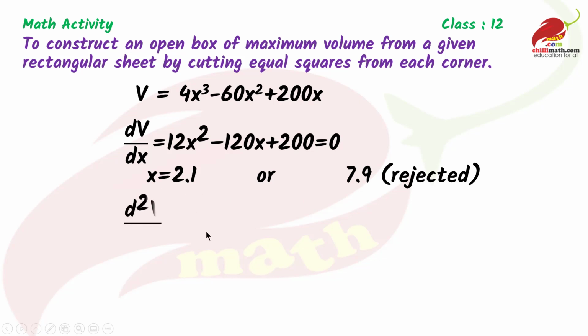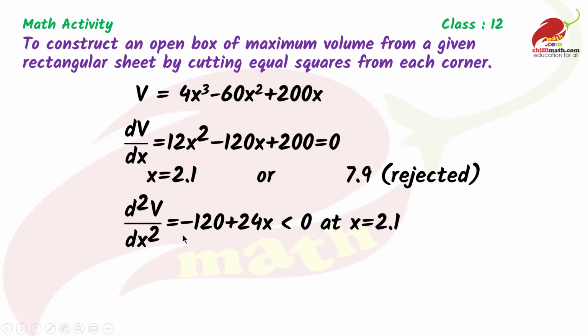After this we find the double derivative and we put this value in this expression. If it is negative, we call this the maximum volume. If it is positive, we call it the minimum volume. But in this case it is negative, so we have maximum volume at x equal to 2.1.